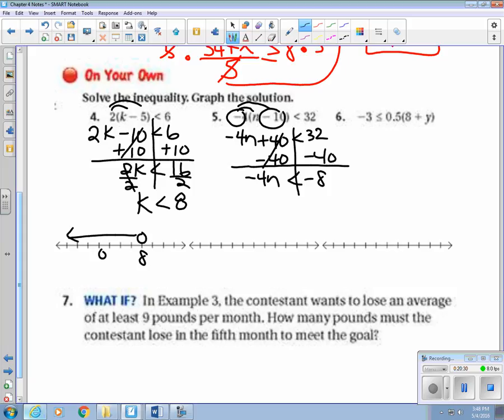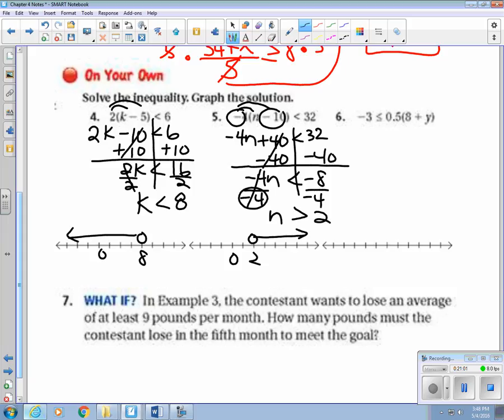I need to get rid of this negative 4 that's being multiplied by n, so I'll divide by negative 4 on both sides. As soon as I divide by negative 4, I've got to flip my symbol. Negative 4 divided by negative 4 cancels out. I have n is greater than negative 8 divided by negative 4. A negative divided by negative is a positive. 8 divided by 4 is 2. n is greater than 2. So I need a 0 and a 2 on my number line. n can be greater than 2 but not equal, so it's an open circle and a graph or arrow to the right.